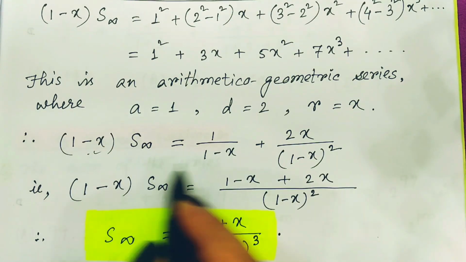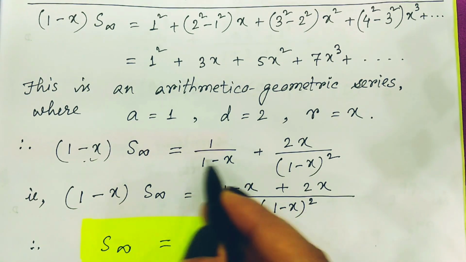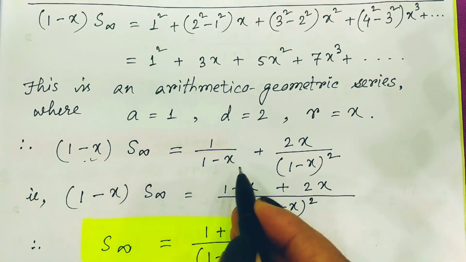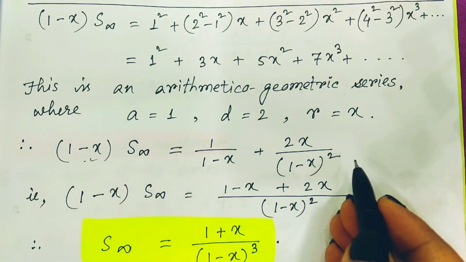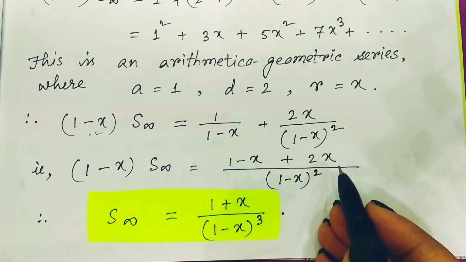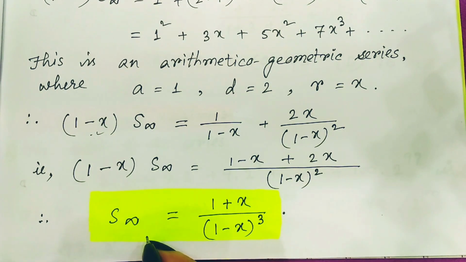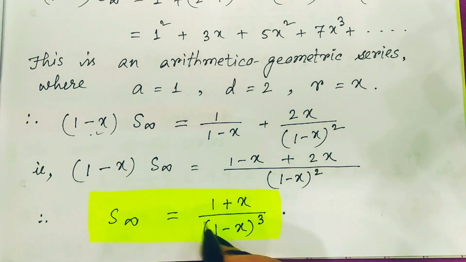After that, this is equal to, as a formula, as it is the infinite series, a divided by 1 minus r. A is 1, r is x, so we will find 1 divided by 1 minus x plus, similarly, 2x divided by 1 minus x square. If we simplify, we will find it is 1 plus x divided by 1 minus x square. Now our requirement is S infinity. So S infinity, finally, we will find is 1 plus x divided by 1 minus x cube. So this is our answer.